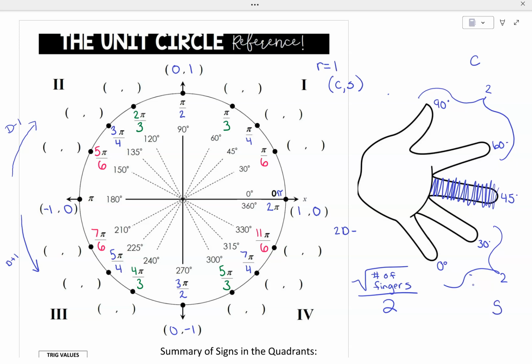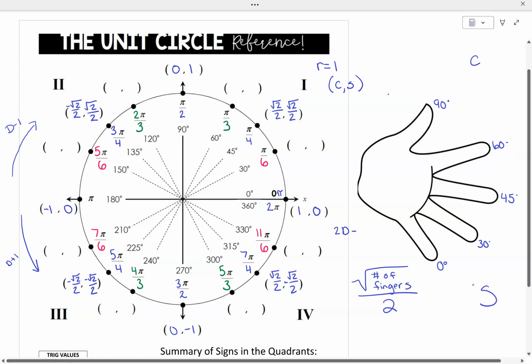So that means cosine at 45 degrees is square root of 2 over 2, and sine is square root of 2 over 2. And the cool thing about it is once you know that, then when you come over here to the second quadrant, cosine is now negative, but sine is positive. Then when you come to third quadrant, they're both negative, okay? And then when you come over here to the fourth quadrant, cosine's positive, sine's negative, okay? So that kind of helps you out there.